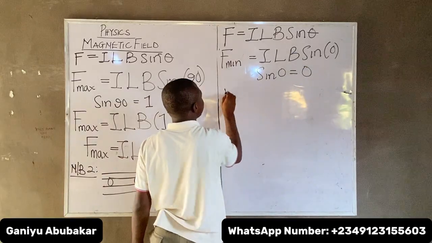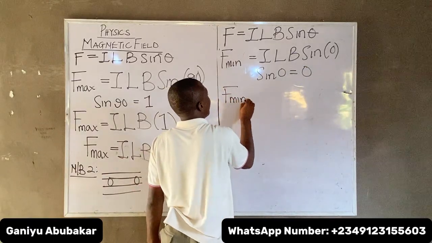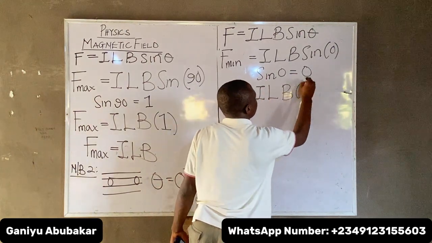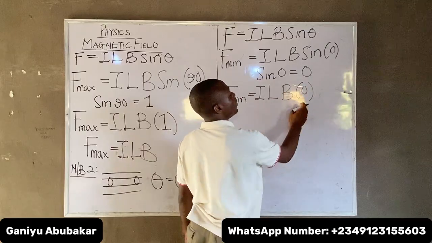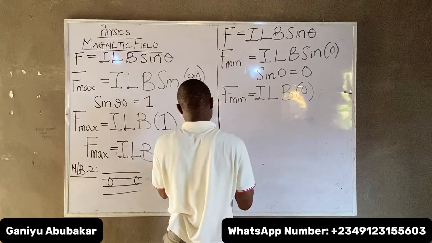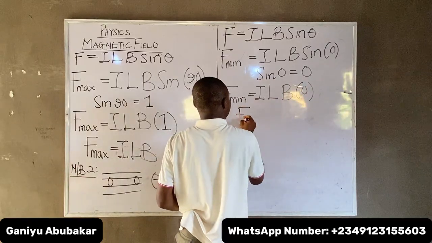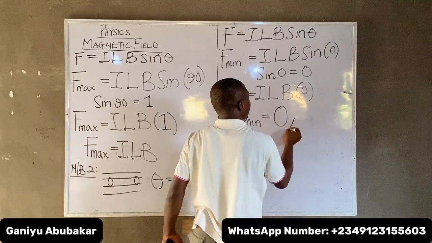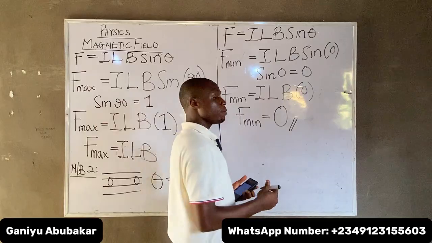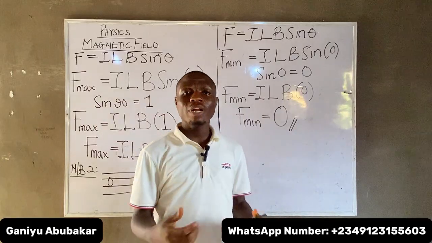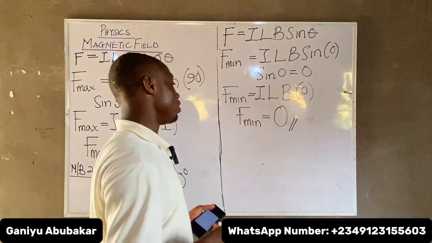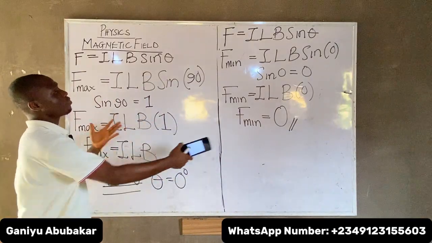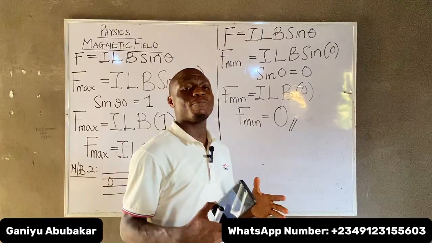So it means that my F minimum will be equal to what there? ILB into 0. Zero times anything gives you 0. So it means that the minimum force is equal to 0. So for the minimum force, it's nothing, right? So now this is your formula for case 1 when it comes to calculation based on magnetic field.